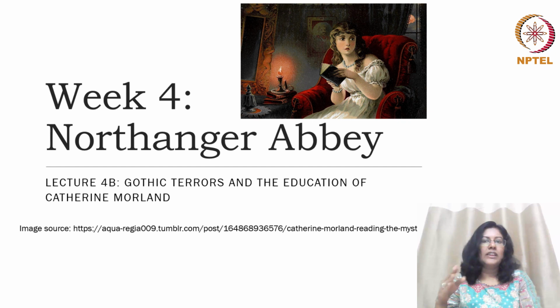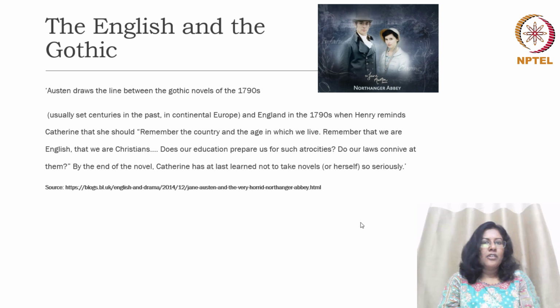Now, Austen draws a line between the Gothic novels of the 1790s, usually set in the past in continental Europe, and England in the 1790s, when Henry reminds Catherine that she should remember the country and the age in which we live. Remember that we are English, that we are Christians. Does our education prepare us for such atrocities? Do our laws connive at them? By the end of the novel, Catherine has at last learned not to take novels or herself so seriously.